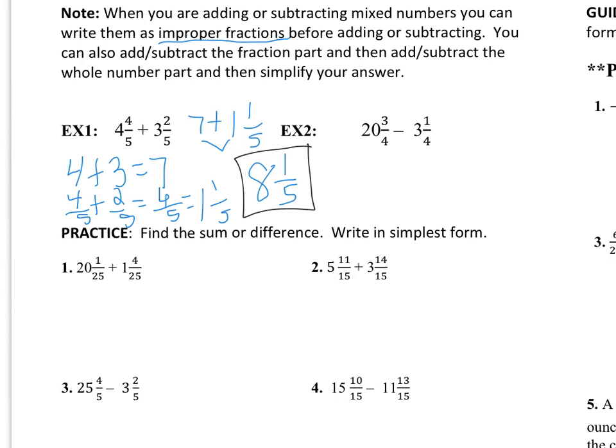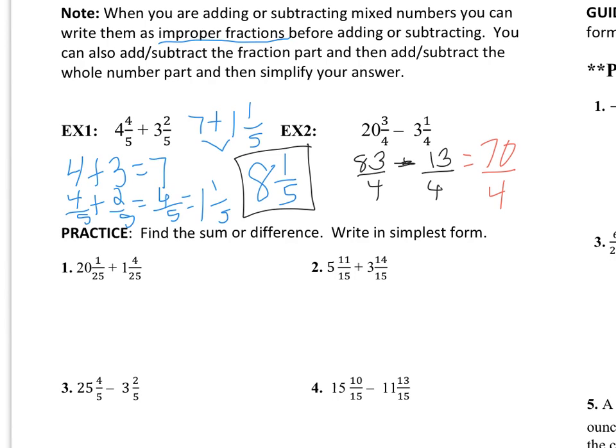Now for example 2, I'm going to show you the other way of doing this problem, where we would convert it to an improper fraction and we can still do the same method. So we have the same denominator, which is fine. Now we have 20 times 4 plus 3. That would get me 83 over 4. Then I'm going to subtract 3 times 4 plus 1, which is 13 over 4. And since I converted them to improper fractions, I can simply subtract the two numbers. So 83 take away 13 would then give me 70 over 4.